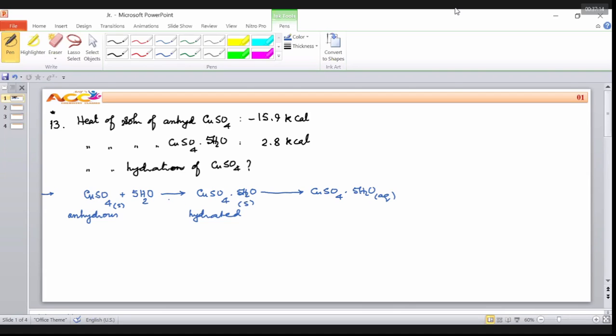Now, this one is known as enthalpy of hydration of copper sulfate. This is called enthalpy of hydration, alpha, right? I'm not having space here, so I'll write separately. What is alpha? Alpha is enthalpy of hydration of copper sulfate. Acha. Then what is this?